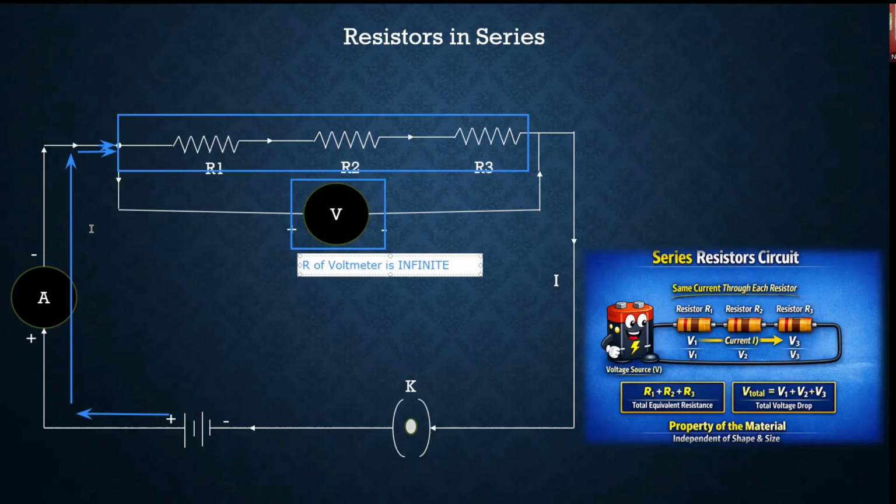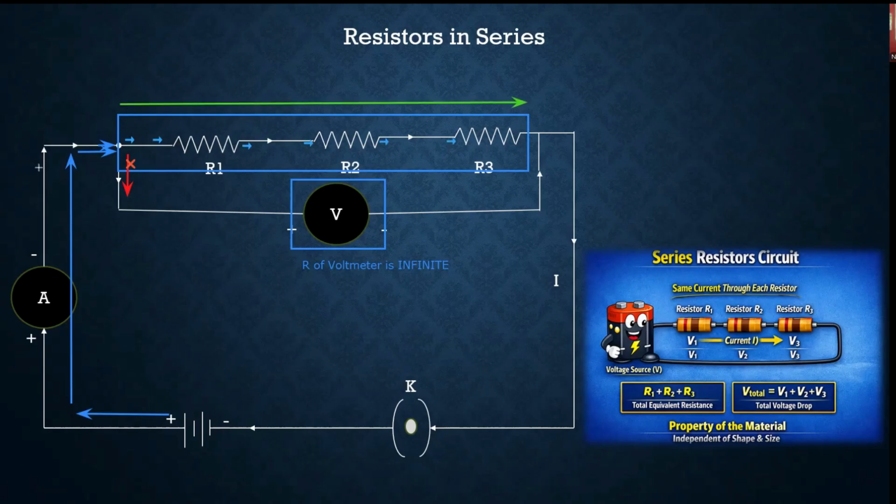That means no current will flow. No current will flow in which direction? In the voltmeter direction, which I'm showing in red. In the direction of red, there will be no current. All the current will flow in the direction of the resistors. That means the current does not break. It continues to remain the same through the resistances. From here to here, the current remains the same. That is why it is a series combination. In series combination, the current remains the same.